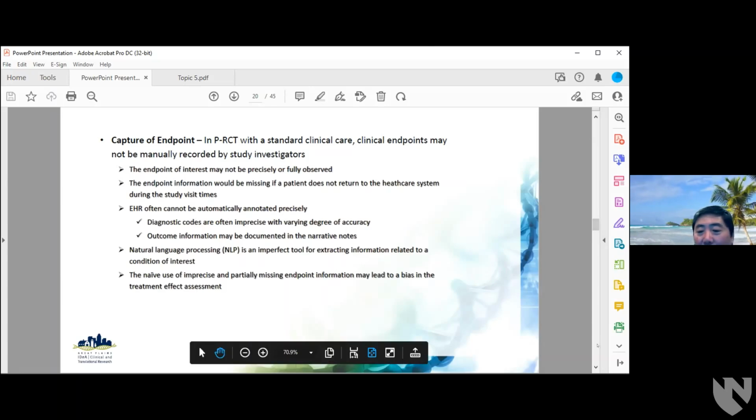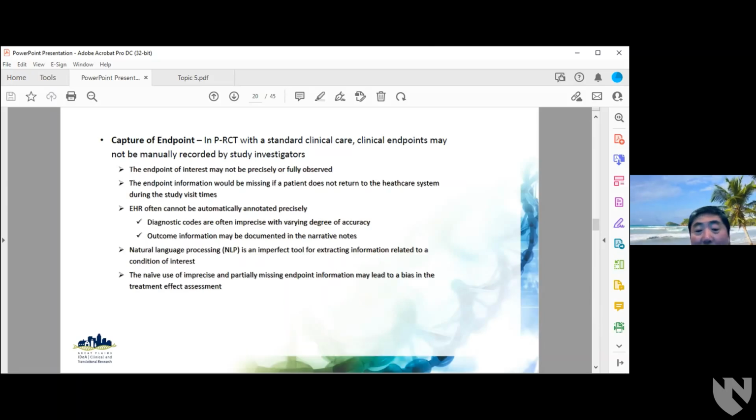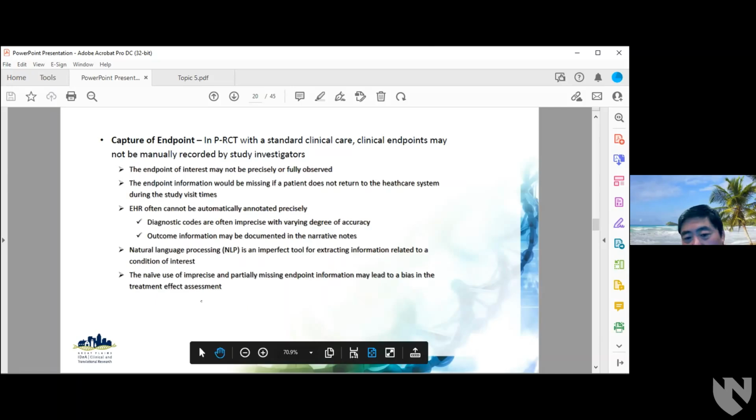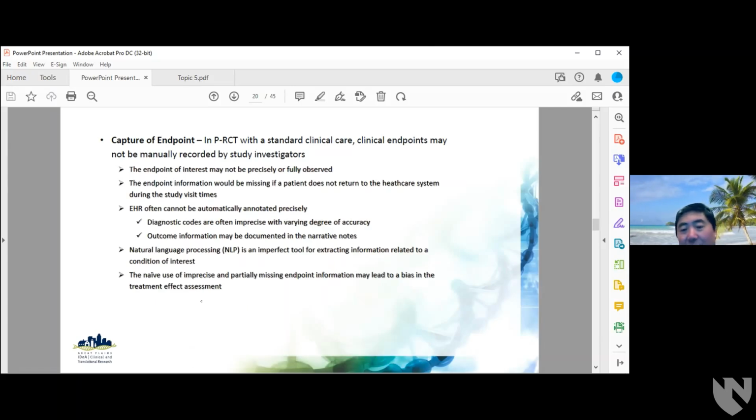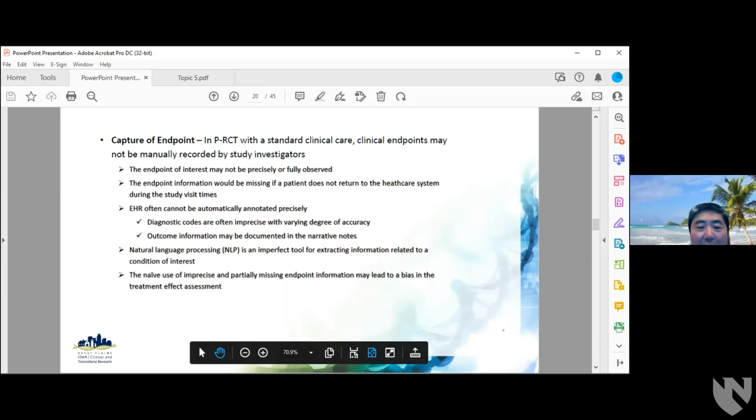So the consequences, if you are not carefully thinking about how to deal with this endpoint, and just use whatever you have from the data system, may lead to bias in treatment effect assessment. Because of the missing data and the impreciseness of the information, that would definitely lead to bias in the analytical results. That needs to be taken into account.